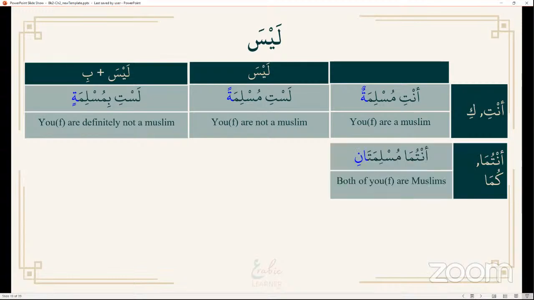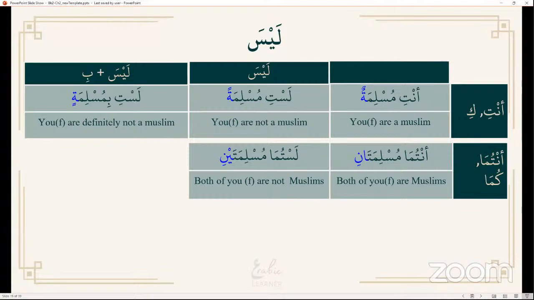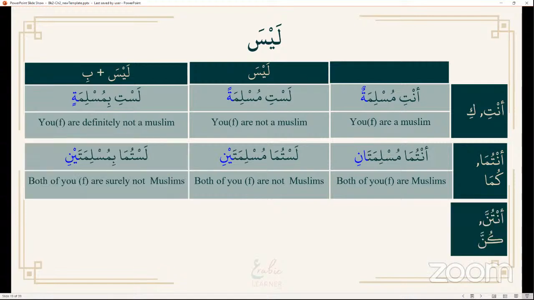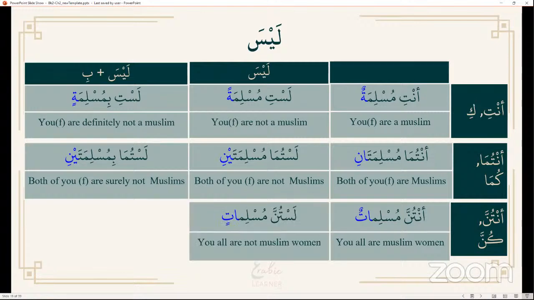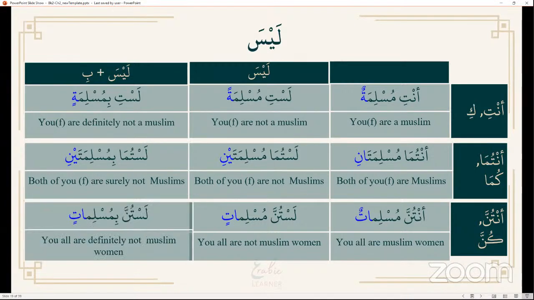Antuma muslimatani. Lastuma muslimataini. And B sentence, lastuma bi muslimataini. Antunna muslimatun. Lastunna muslimatin, it should be. Yes. Lastunna muslimatin. And with B, lastunna bi muslimatin. Good, mashallah.